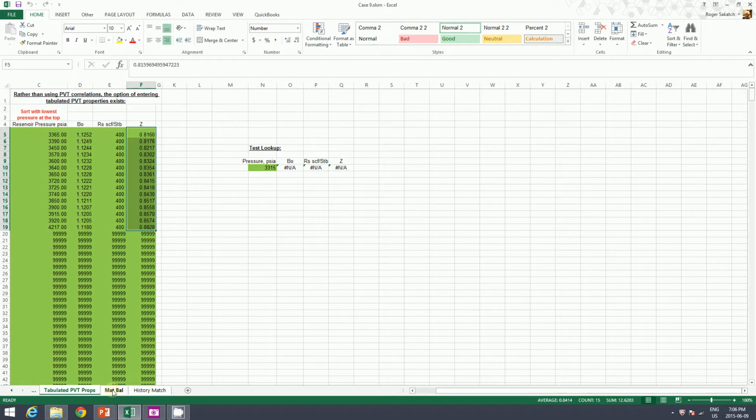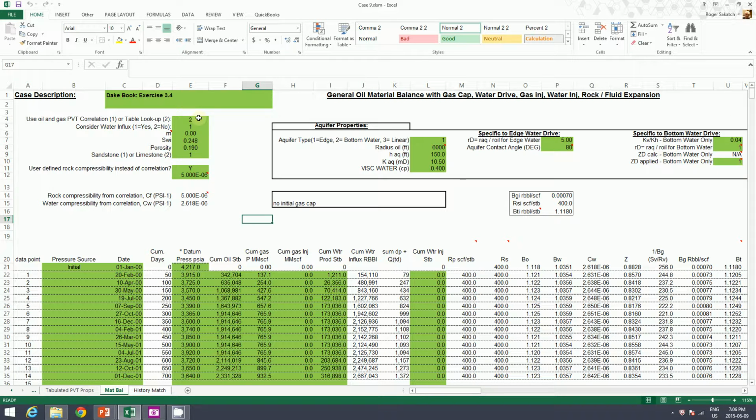Okay, so because we're using the tabulated PVT properties, or in other words, a table lookup technique, this is why I have a 2 entered here rather than 1, which I would use if we were using the PVT correlations as we did in the first example. Because we have an aquifer connected to the reservoir in this example, I have selected 1 here, which means yes, that we are going to be considering water influx. Again, we're well above the bubble point pressure, so the M value is 0 in this case. There is no gas cap.